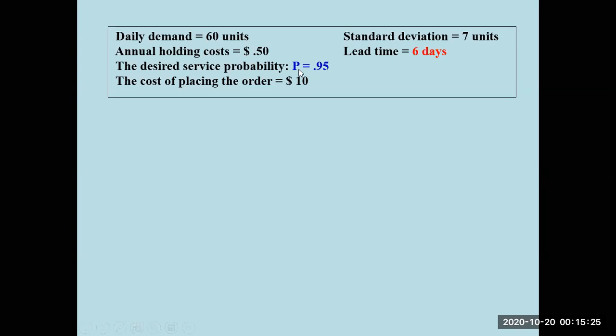So anyway, using this service probability, we can get the Z score. The cost of placing an order equals $10. The standard deviation is 7 units. This standard deviation is about daily demand. And lead time equals 6 days.